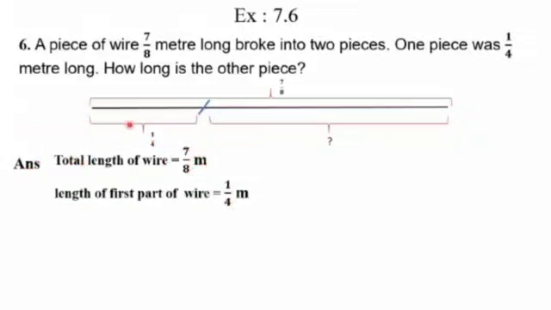And the length of the first part of the wire, this is the first part of the wire as it is broken down, is 1 upon 4 meter. What do we have to find now? The length of the remaining part of the wire. For this, what are we going to do? We will be subtracting 1 upon 4 from 7 upon 8.